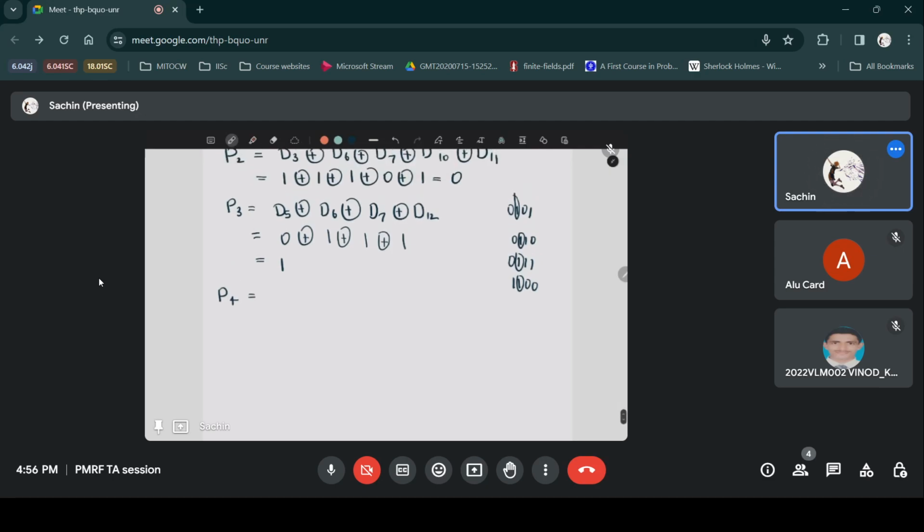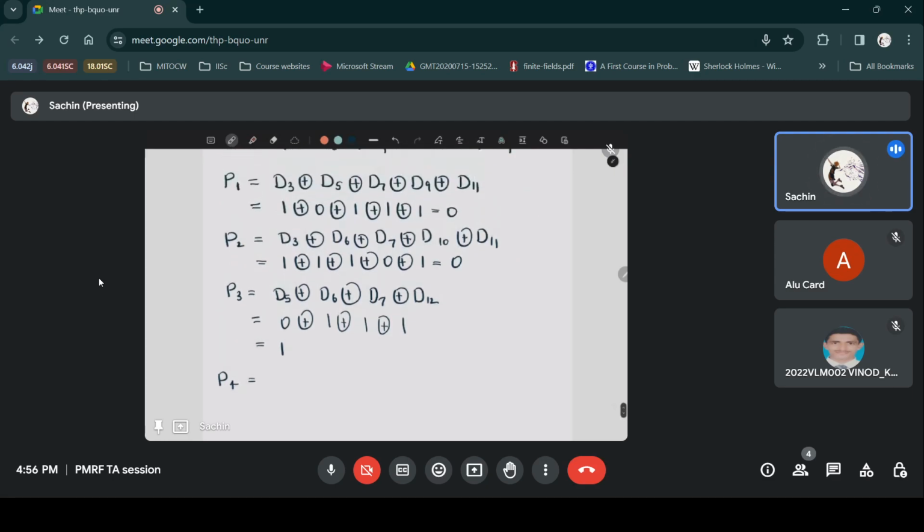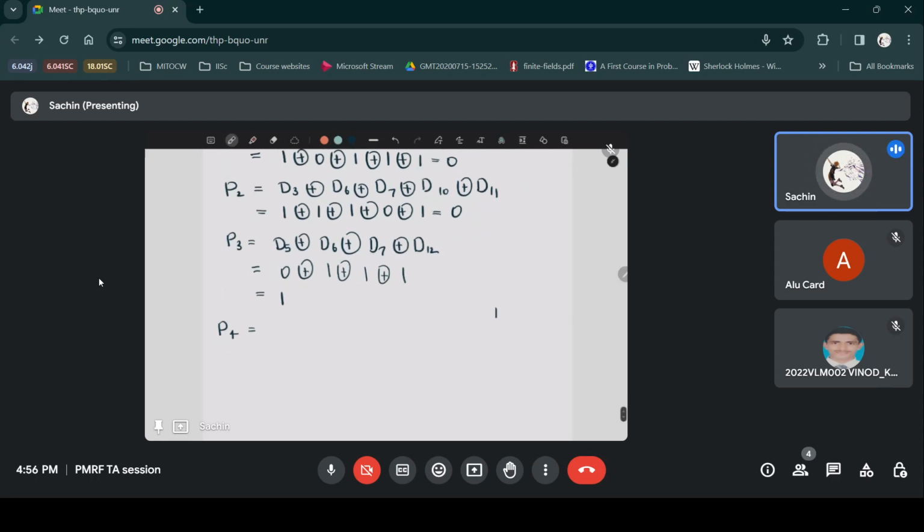Finally, we generate the fourth parity bit, which has all those terms in which the index has a 1 in the 8th position, and that will be the numbers 8, 9, 10, 11, and 12. So these all have 1 in this last position.